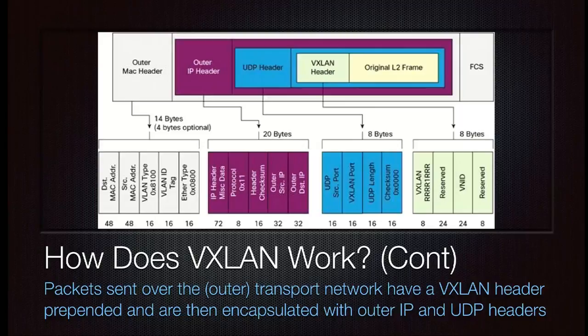A little graph from Cisco, kind of repeating what we had before. There's your original L2 frame, gets a VXLAN header, then it gets a new outer UDP header, IP header, and if you're on Ethernet, a MAC frame header and footer.